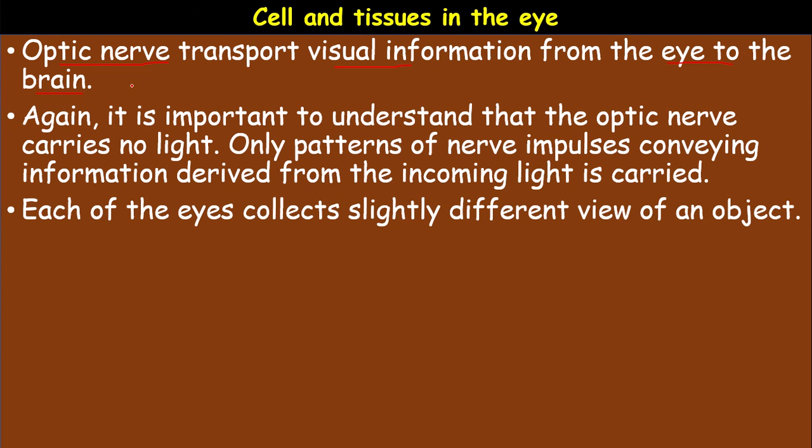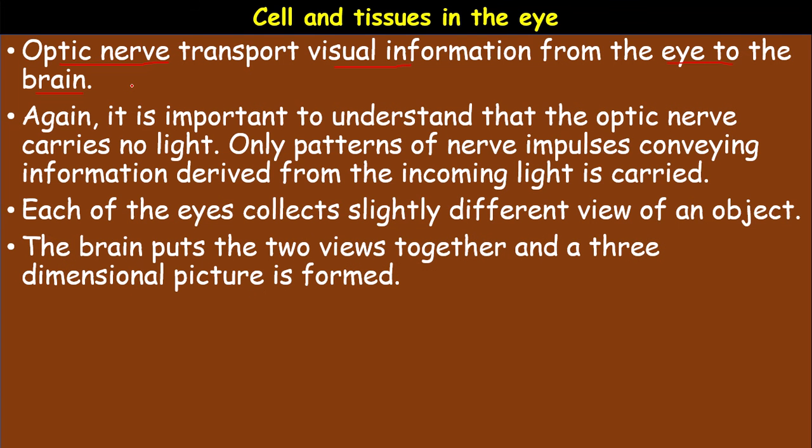Okay? Each of the eyes collects a slightly different view of an object. There are two eyes, so each eye collects a different view of an object. The brain puts these two views together. Okay, it will interpret, and a three-dimensional picture is formed.